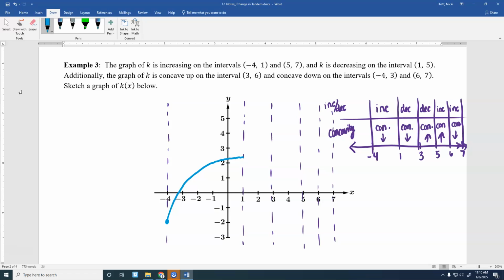And then we go to decreasing and concave down. So this is going to be like a maximum point here. I need to decrease and be concave down. Yes?